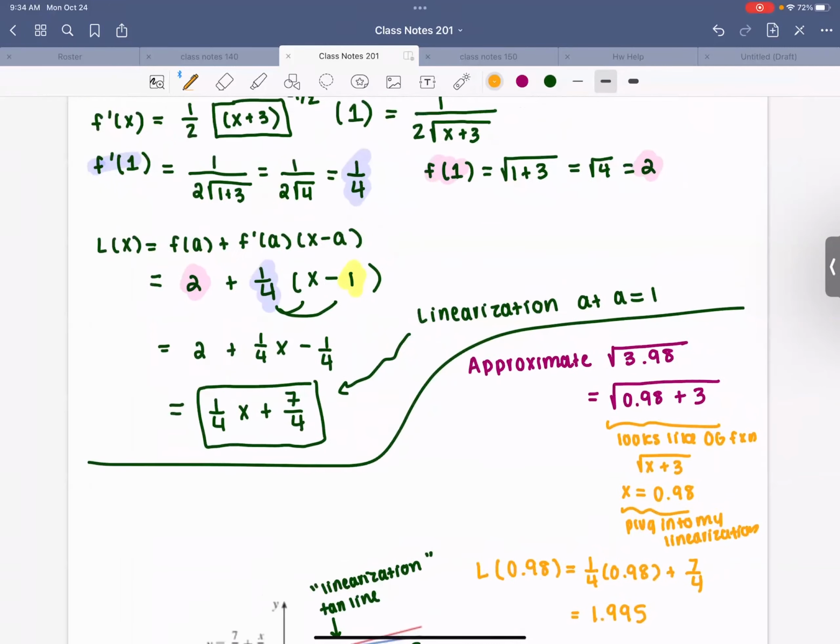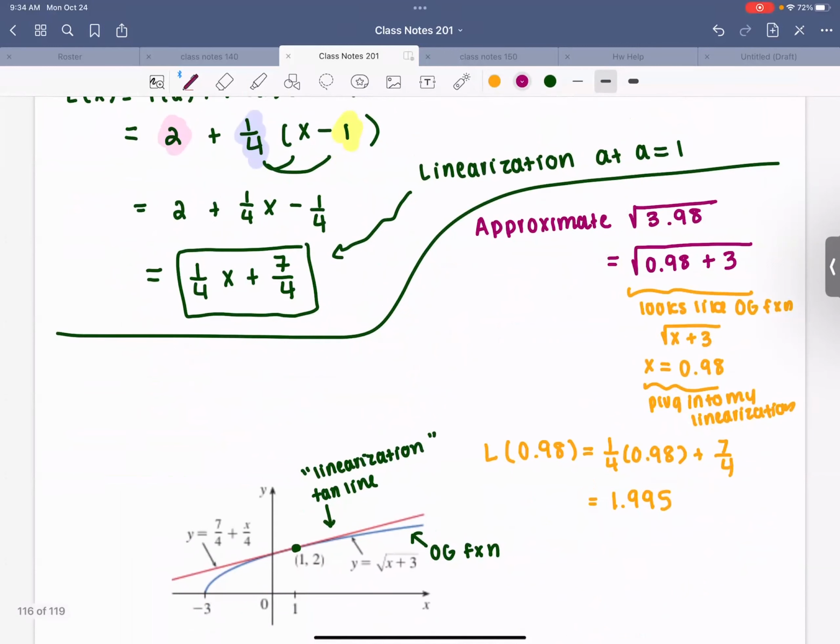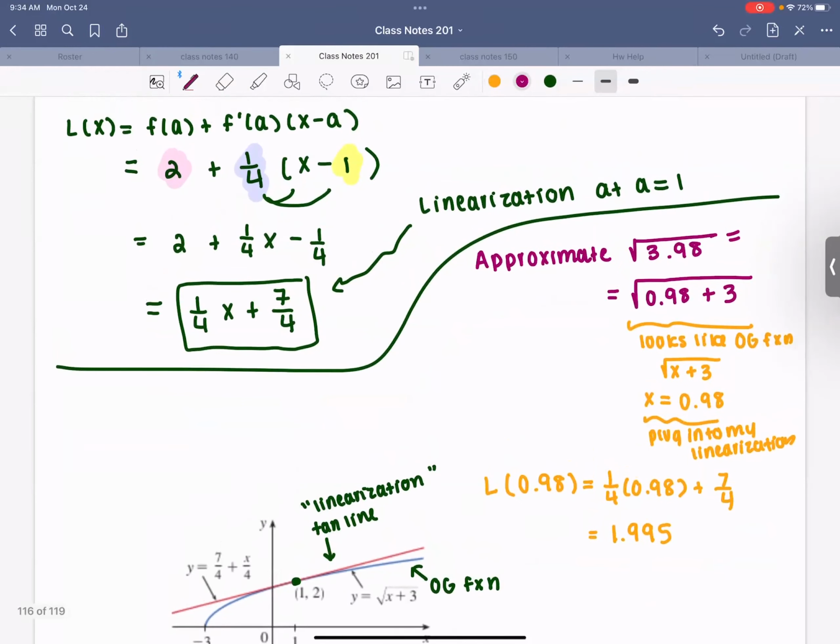Okay. So I found my approximate value of the square root of 3.98. Okay. Let's actually just compare that to what the square root of 3.98 is. If you ever go in your calculator and figure out what the square root of 3.98 is, you're actually going to get 1.99499. Okay, so that's the actual value of the square root of 3.98. What I found here is the approximate value.